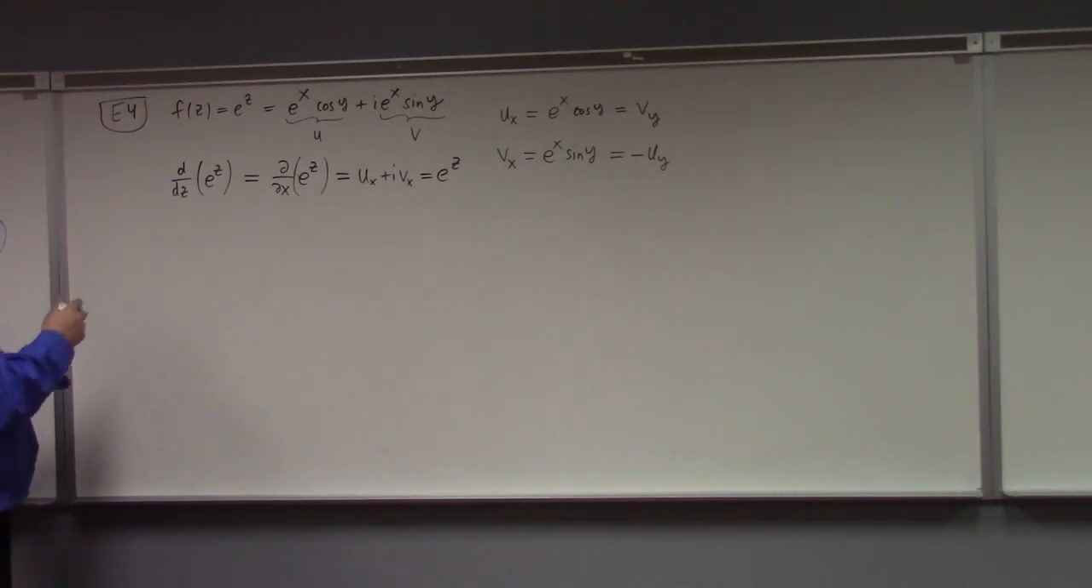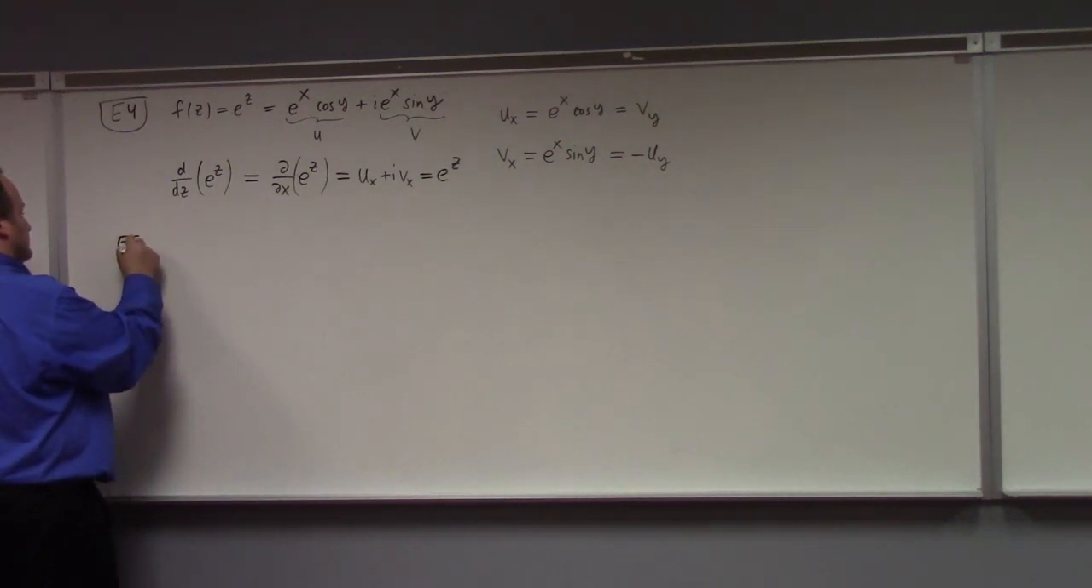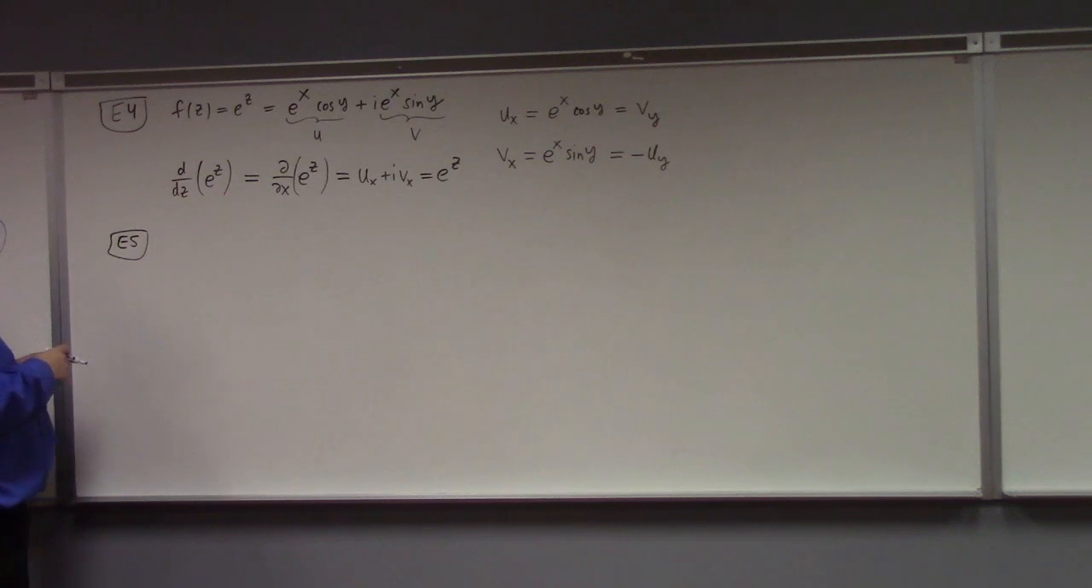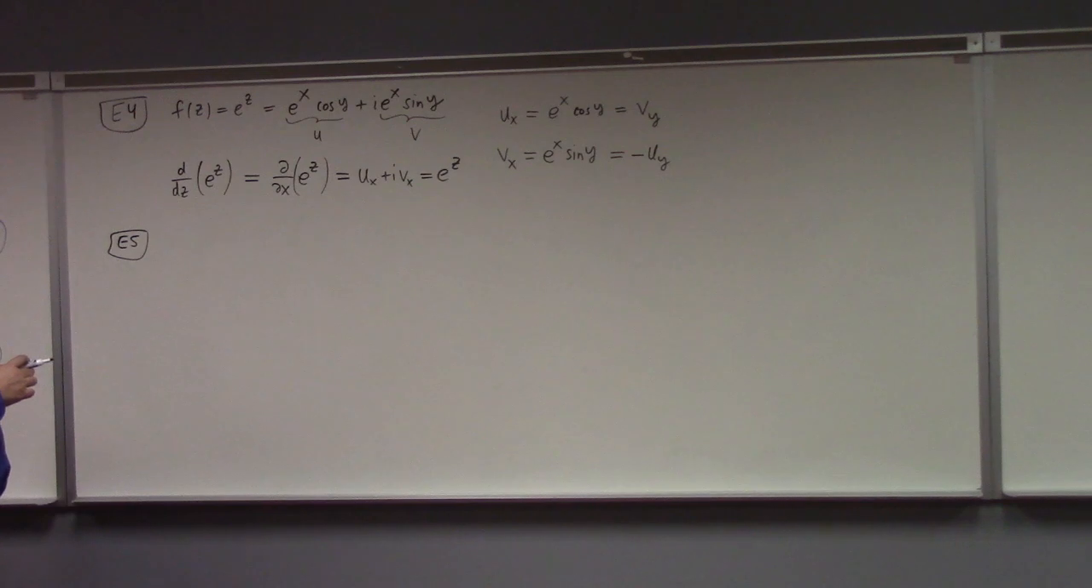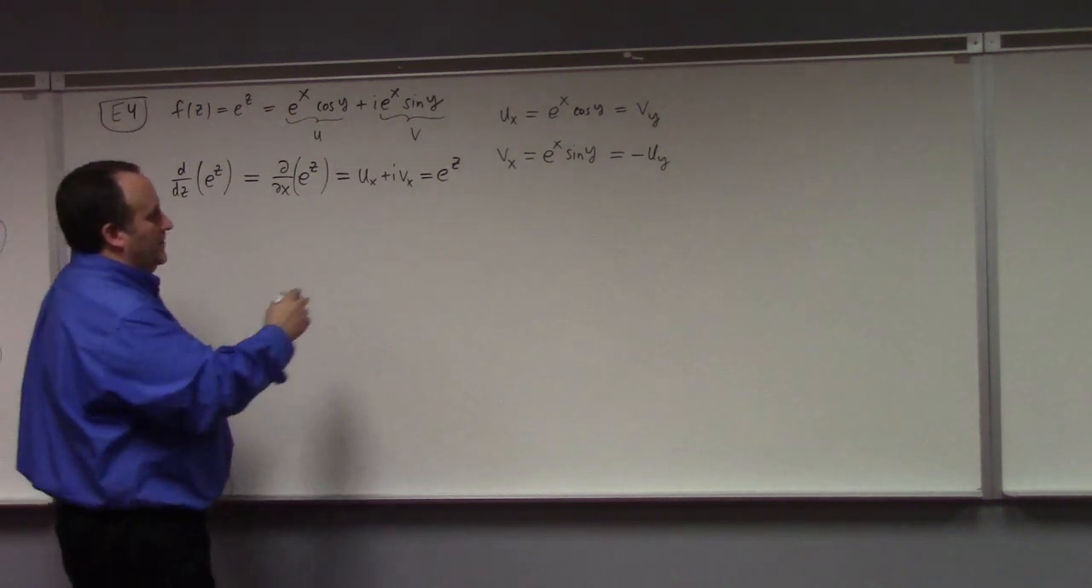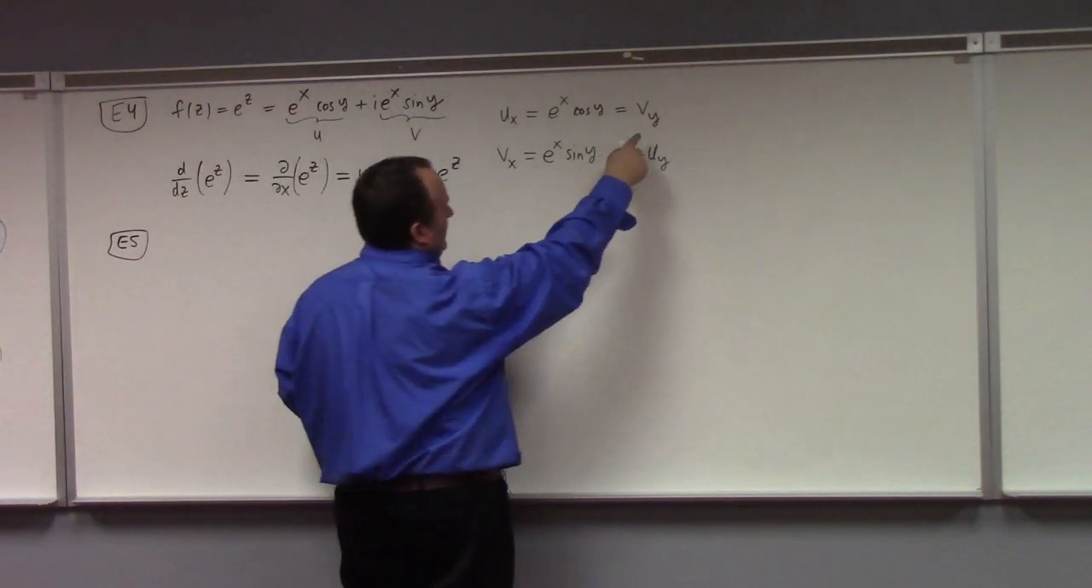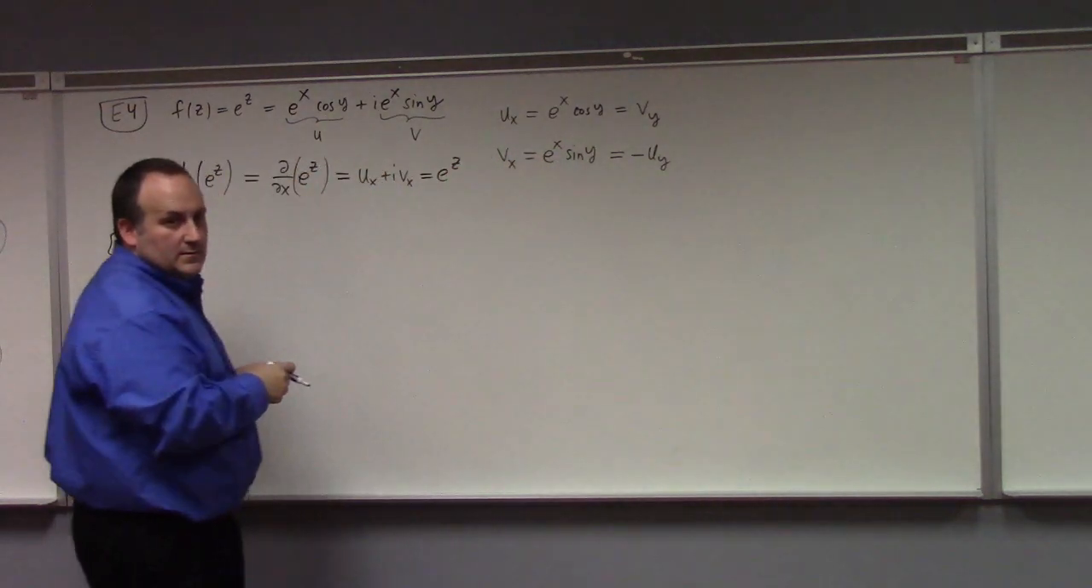I don't really understand how you got u sub x equals e to the x cosine y. I understand how, well, I don't understand the notation. I don't understand how u sub x becomes equal to v sub y. So that's what that's saying. But yeah, these are partial derivatives. Yeah. Okay.